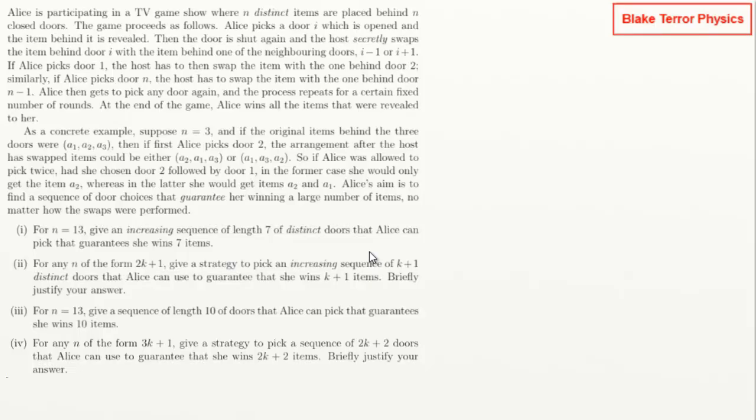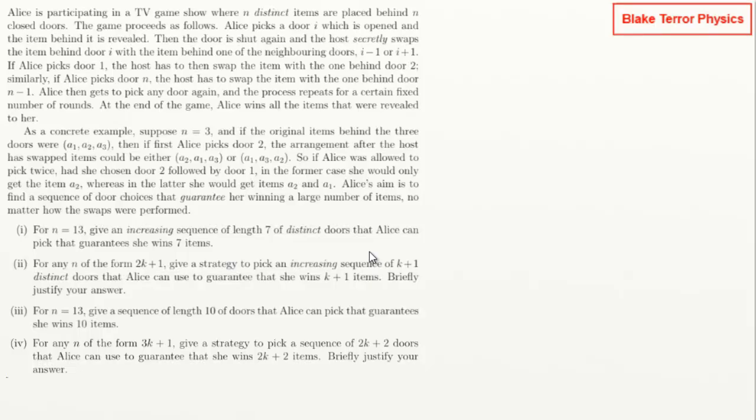Alice picks the door I, which is opened, and the item behind it is revealed. Then the door is shut again, and the host secretly swaps the item behind door I with the item behind one of the neighbouring doors, I-1 or I+1. If Alice picks door 1, the host has to swap the item with the one behind door 2. Similarly, if Alice picks door N, the host has to swap the item with the one behind door N-1.